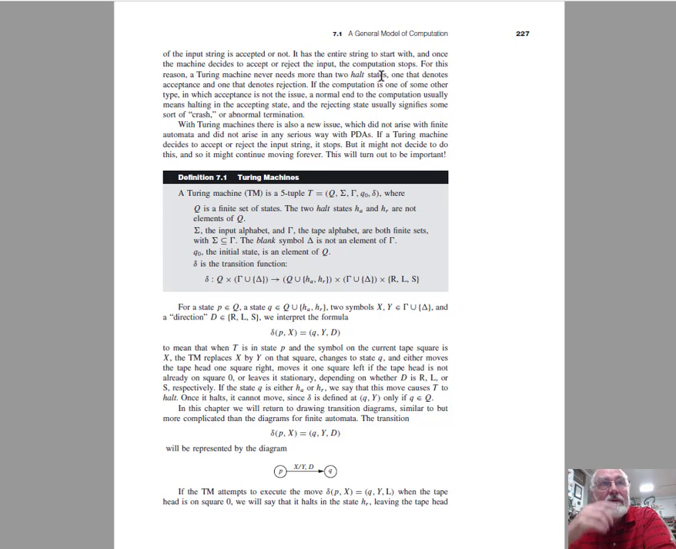A Turing machine has these parts. We have a set of states, Q. We have sigma, which is an input alphabet. We have gamma, which is the output alphabet. And we also have q naught, which is the starting state.